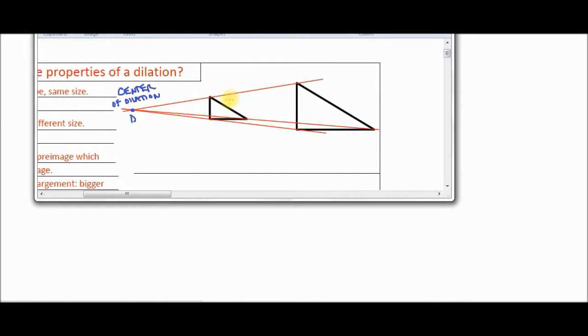So there's a D. All right, let's assume that this first shape is our pre-image. It doesn't have to be. This could be a reduction. But let's assume this is our pre-image, so I'm going to label it pre-image. And remember, our pre-image is our original shape.